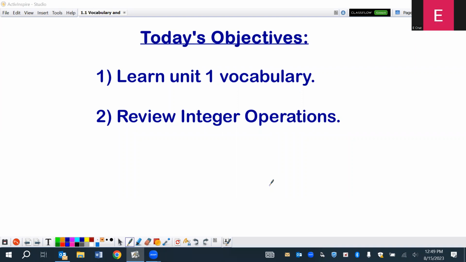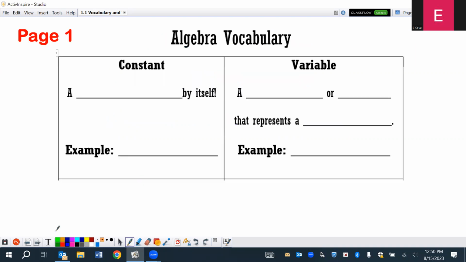Today's objectives are to learn Unit 1 vocabulary and also to review integer operations. So the first thing we're doing is talking about some of the vocabulary terms that you will see during the first unit of algebra and throughout the year.